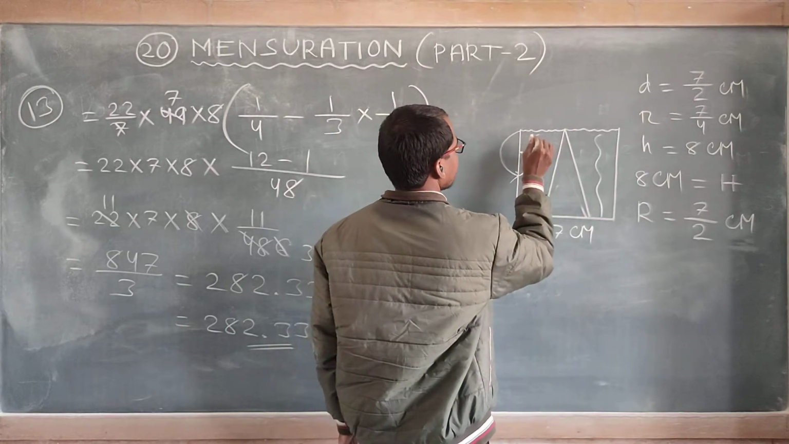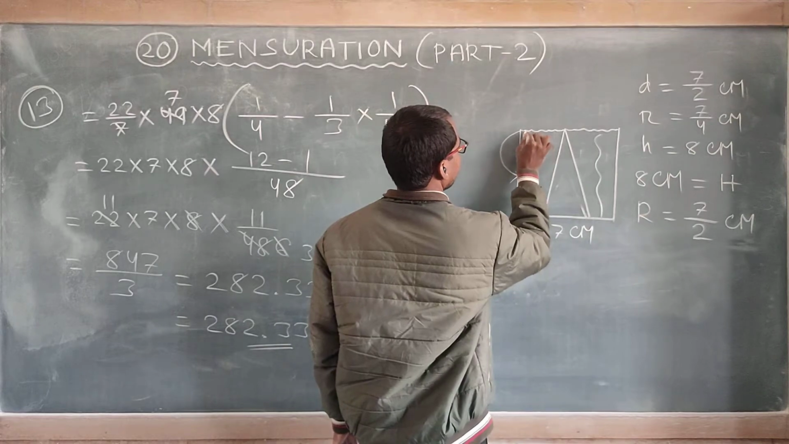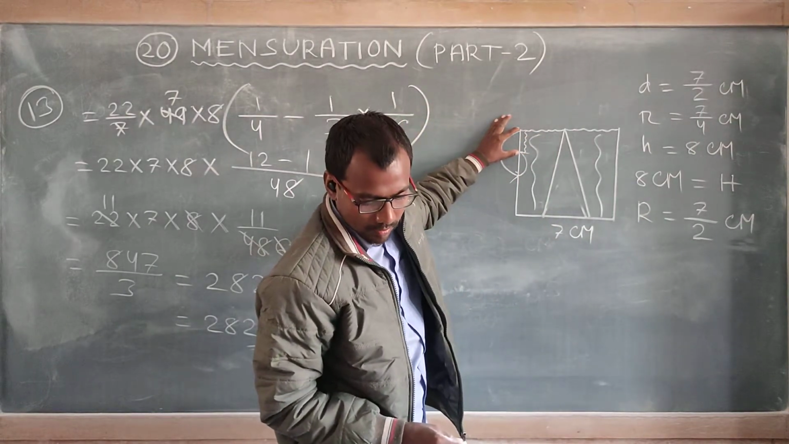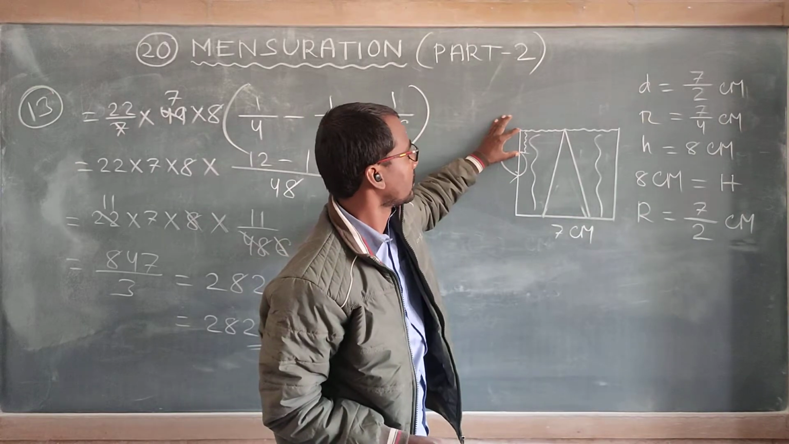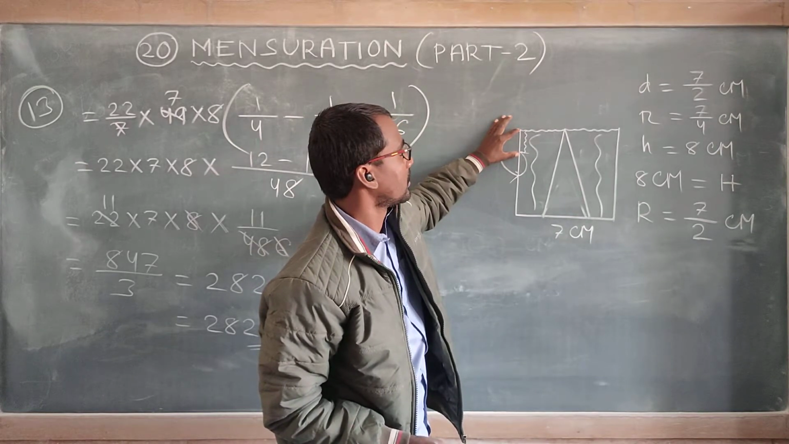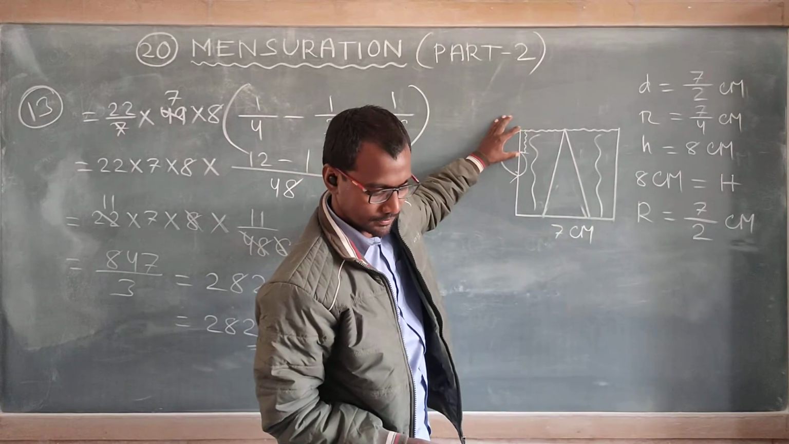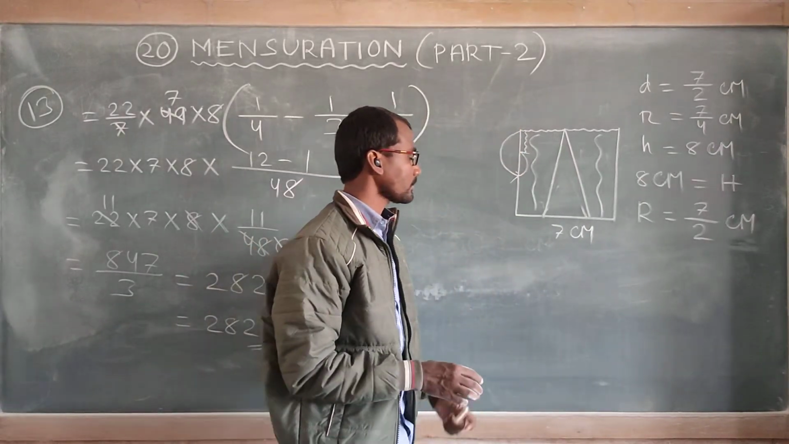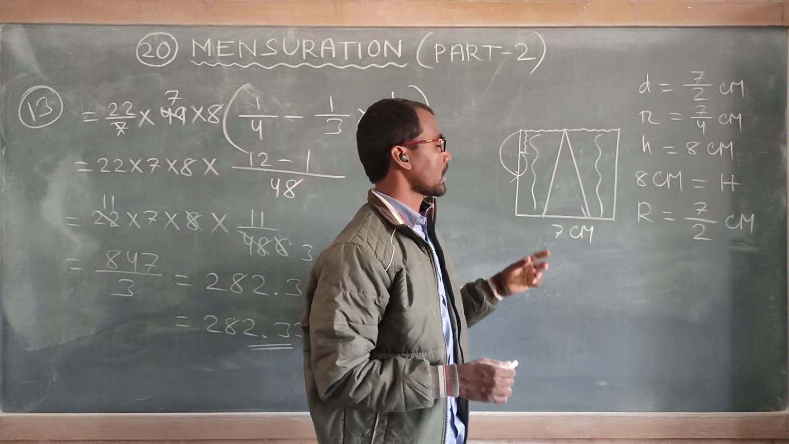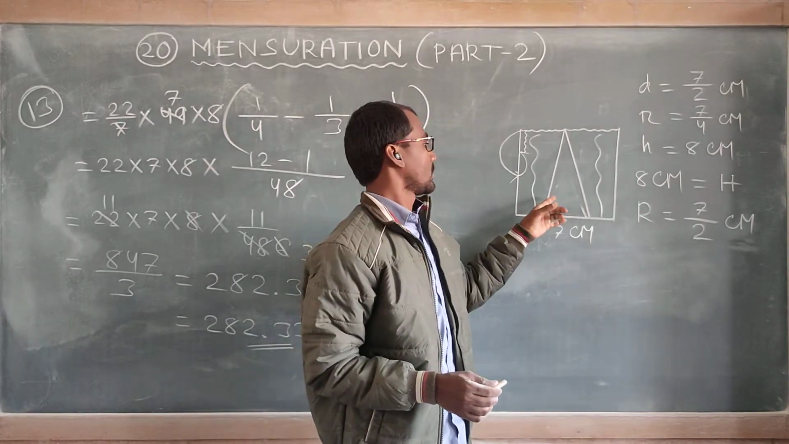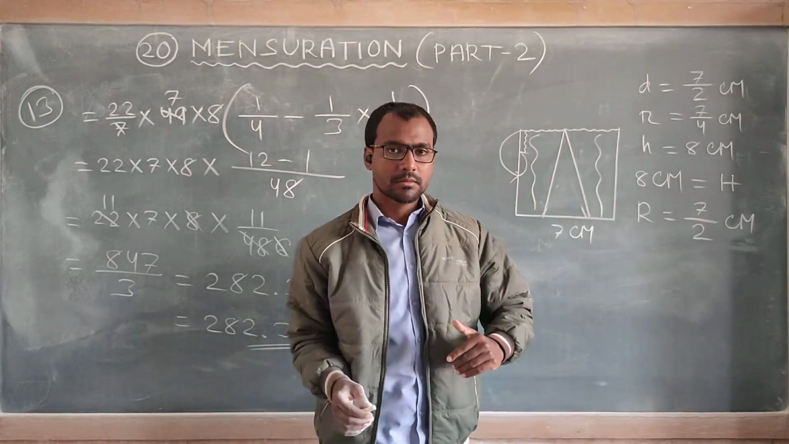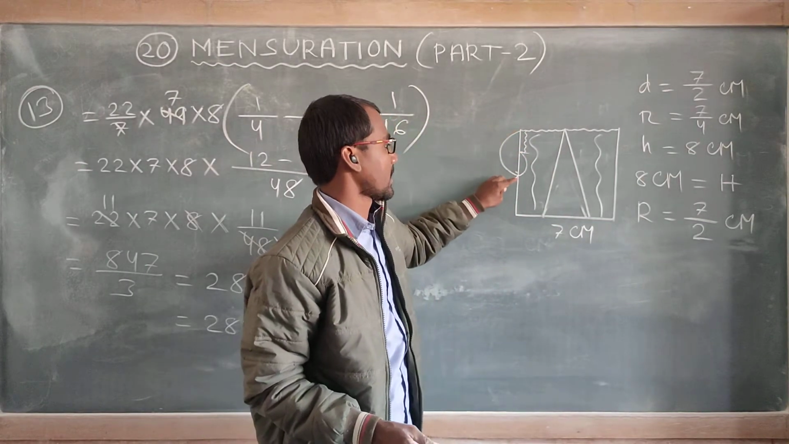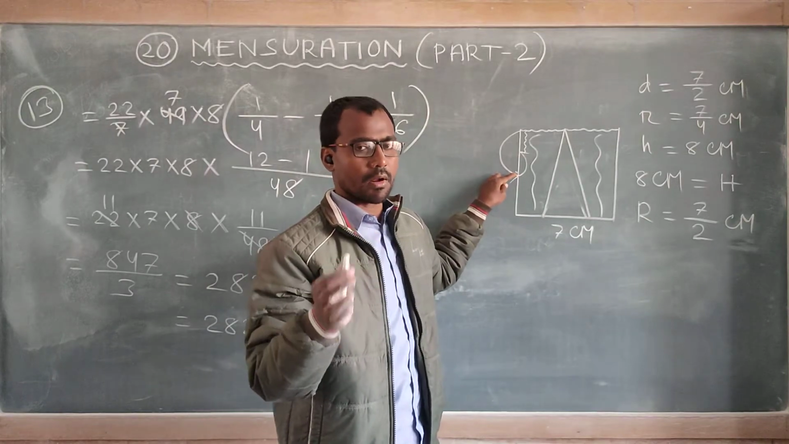We have been asked to find this gap. What is the fall in the level of water, the drop in the level of water? This height we have to find. So how will we find this? See, imagine that this cone is taken out. Definitely the water will fall from this level to this level after the cone is taken out.